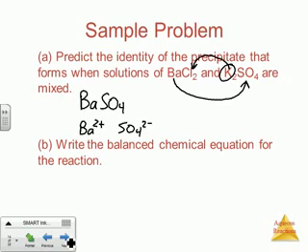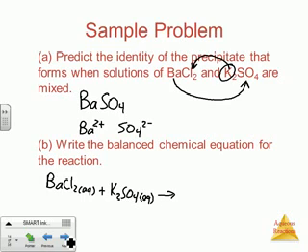Okay, now they want us to write the balanced chemical equation for the reaction. So we've got BaCl2 aqueous plus K2SO4 aqueous yields KCl. It's going to be a 1-to-1 ratio there, and that's still aqueous because potassium never forms a precipitate with anything, plus barium sulfate, BaSO4. And that is a solid.